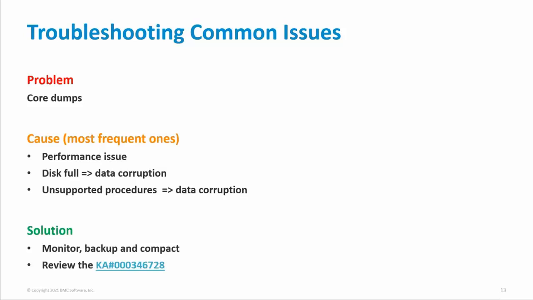The best way to prevent this kind of core dump from happening is, again, to monitor, backup, and compact. Of course, we can add to this to make sure that you only execute supported procedures, procedures that you will find in the documentation and nothing else. We can also recommend to execute them carefully to make sure that there's no user error. We have a knowledge base article that is mentioned at the end of this slide that explains all the ways to diagnose the root cause of a core dump and repair the data store corruption when that's the cause.